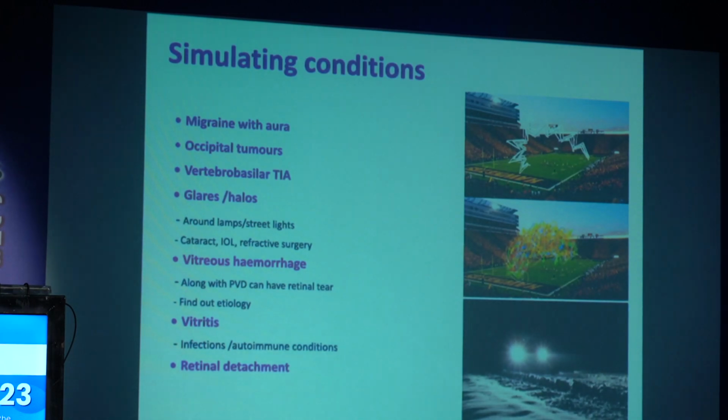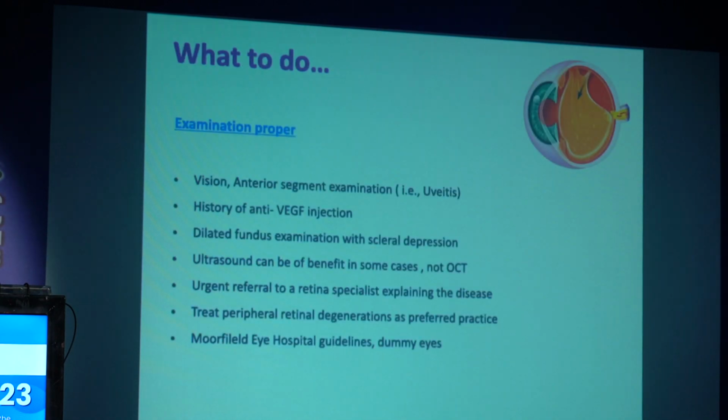It can be because of vitreous hemorrhage with PVD and retinal tear, vitritis, or retinal detachment. So with these symptoms we need to see what we are actually seeing. So examination proper is very important. We check vision, we check the anterior segment.